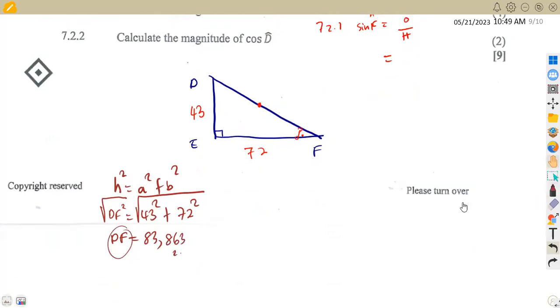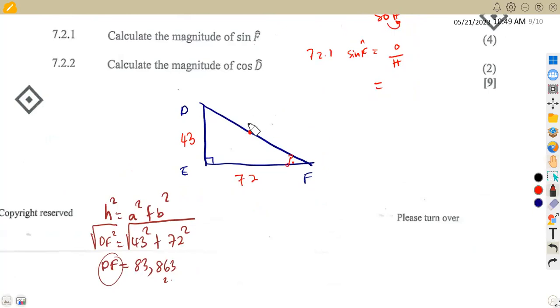So meaning to say here, we can substitute, because we now have the hypotenuse, 83,863. So on your formula where we said opposite, according to F, this is our opposite, which is 43, over the hypotenuse, which is 83,863. So you can simplify this as a decimal. That is going to be 0,513, like that, okay, to 3 decimal places. So that's what we had.